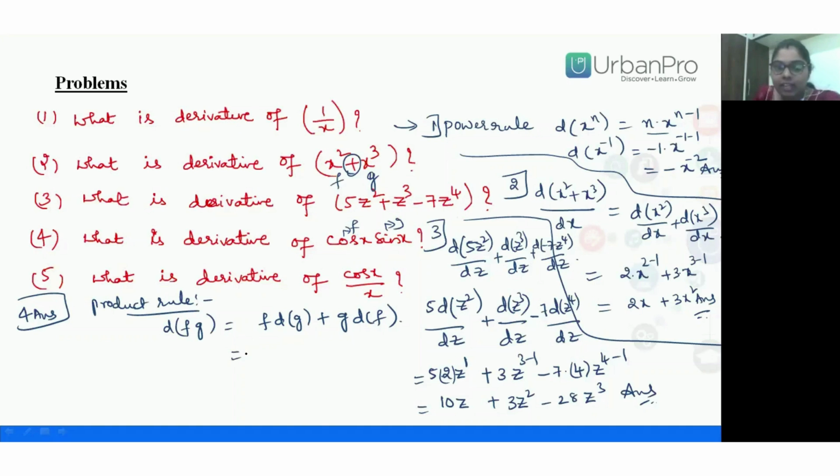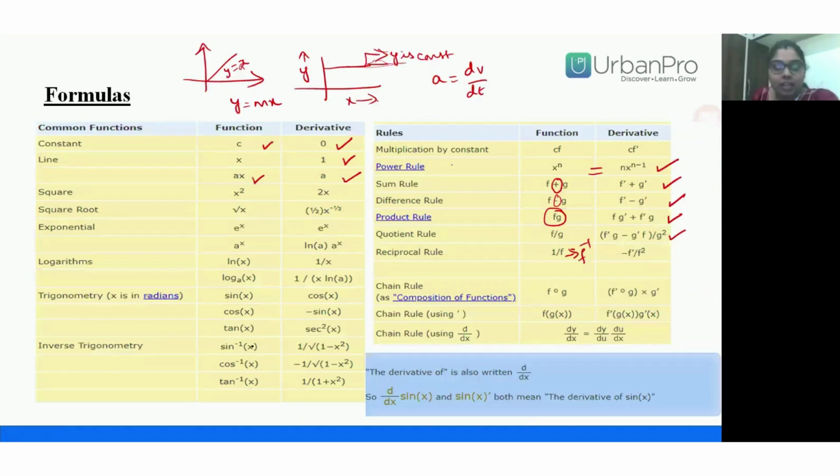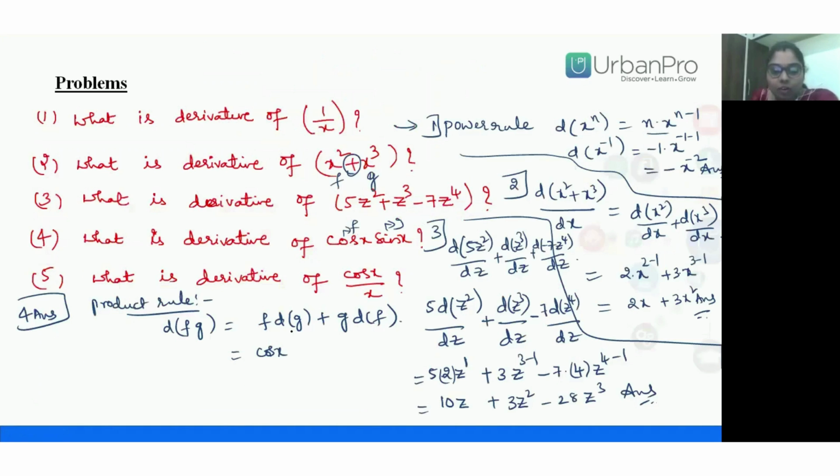So we get cos x times differentiation of sin x, which is cos x. Plus g, which is sin x, times differentiation of f, that is differentiation of cos x, which is minus sin x. So what we get? Cos square x minus sin square x is your answer. Hope you understood till here.